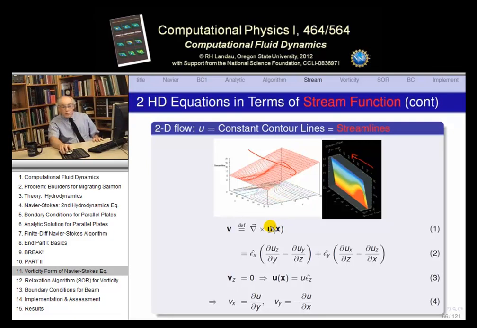So if we now go back, equation one, that's the definition. Velocity is just the curl of u. That's it in components. And now, since there's no z component of velocity, u has just one component itself, a z component, so it will no longer be a vector. So vx is just the derivative of u with respect to y. Vy is the derivative of u with respect to x with a minus sign. So we can now simplify the Navier-Stokes equation in terms of this quantity u, which we'll be able to solve for.